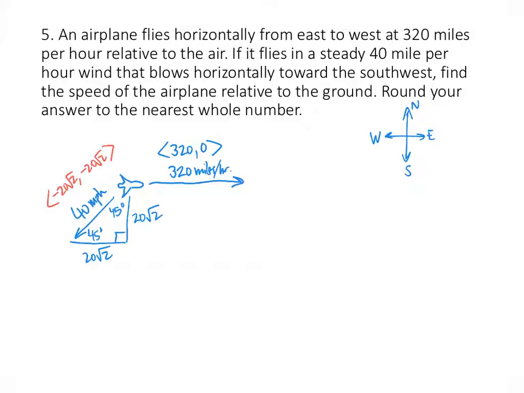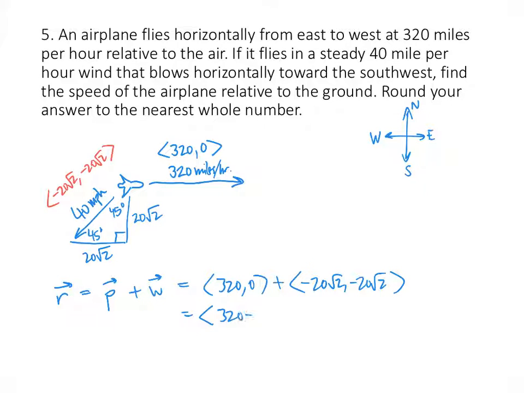So what's the resulting direction of the plane? The plane is trying to fly east, but the wind is blowing it, so it's not going to be going directly east. The resulting vector for the plane, which maybe I'll call r for resulting, is going to be the plane's velocity plus the wind. We add those two vectors together to get the result. So that's just going to be the vector 320, 0, plus the vector negative 20 radical 2, negative 20 radical 2, which is just going to be 320 minus 20 radical 2, and then 20 radical 2.